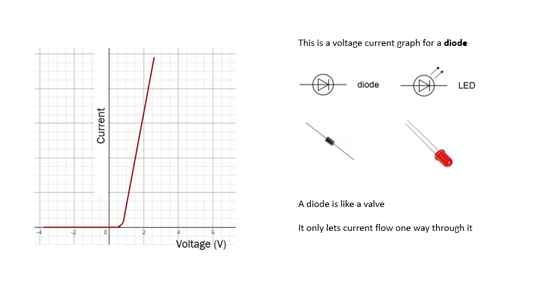Whenever you use a diode, you usually have a resistor in series with it to protect it, because if the current's too big, then it will ruin the diode. But anyway, you need to know this graph, and this is a diode or an LED.